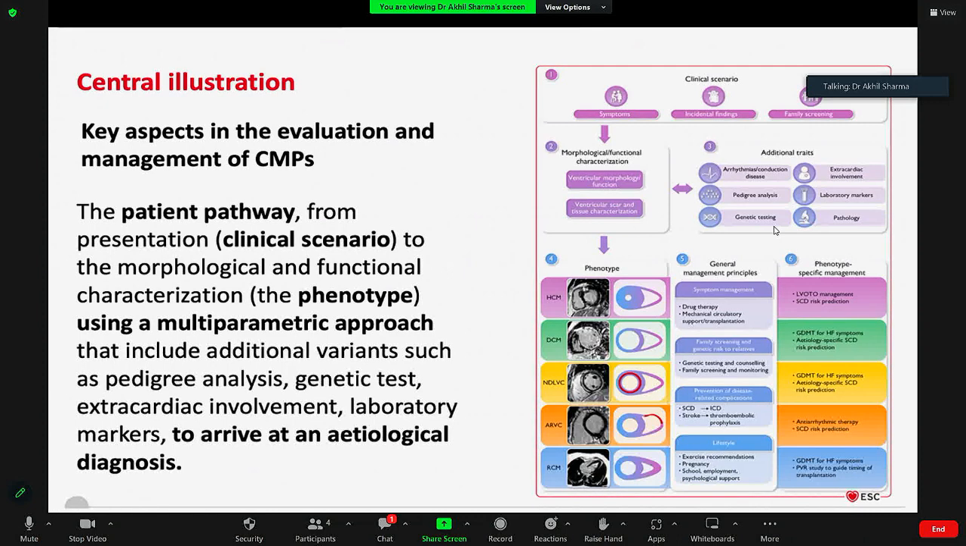After making the phenotypic diagnosis, we have to provide the general management of all these patients, which is the management of heart failure as well as risk identification of SCD and implantation of ICD. Some phenotypes require specific management, like HCM requiring treatment of LVOT obstruction. So we can treat the patient specifically according to their phenotypic characterization.